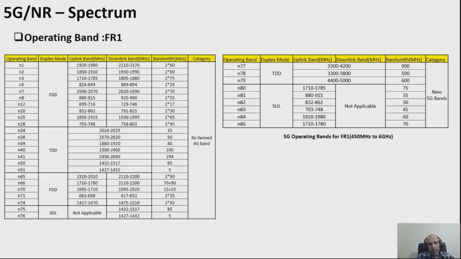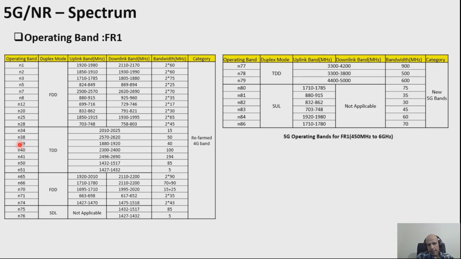Operating bands belonging to FR1 are shown in these two tables. These bands support FDD, TDD, SDL, and SUL as we said before. All bands are enumerated using the prefix N. Bands N1 to N76 are refarming bands which have already been specified for use by the 4G network. These existing 4G bands may be refarmed for 5G. We can say 5G operating band N1 corresponds to 4G operating band 1, and so on.